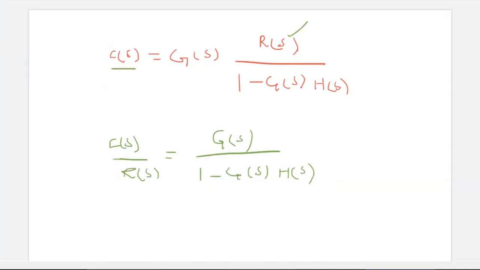Only difference is this one. If you consider negative feedback control system, transfer function is given as G of S by 1 plus G of S into H of S. But in case of positive feedback, we are getting G of S by 1 minus G of S into H of S. These two derivations are very important. We have to remember this formula.